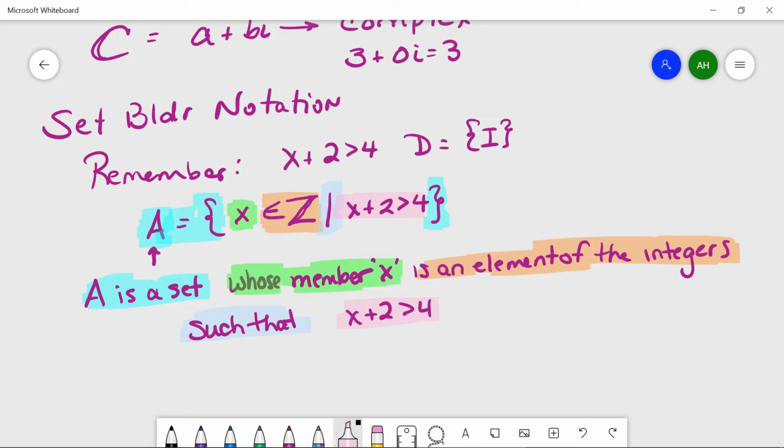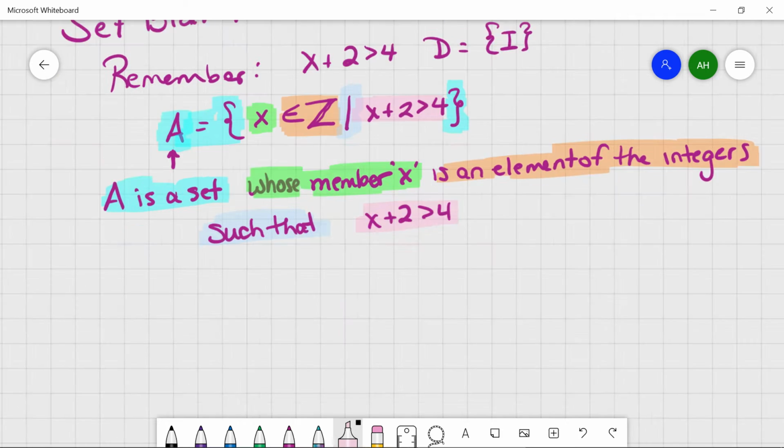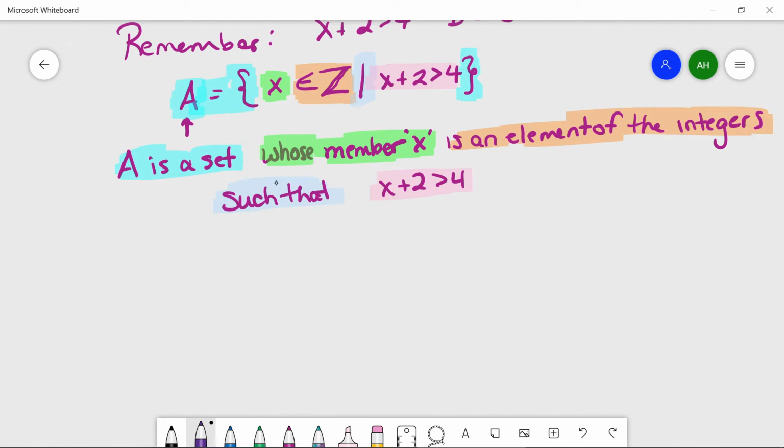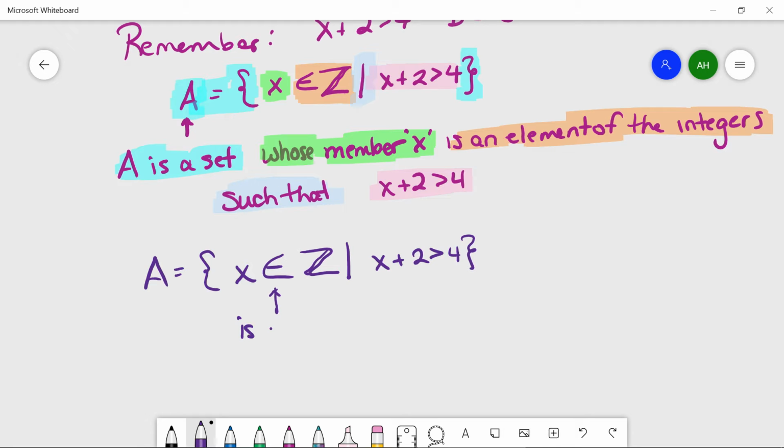So we've got this set builder notation. That's what all these symbols mean. Again, A is a set whose member x is an element of the integers such that x plus 2 is greater than 4. That's how you would read that. And this right here means is an element of.